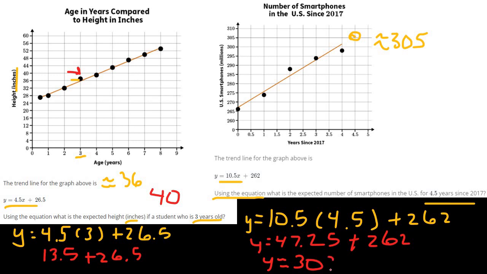309.25. And that seems pretty reasonable and not too far off my trend line. I think if I extended the trend line, I'd get a little bit closer than 305, just with the visual, maybe 307, 308. So much better of an equation to match up with the line there.